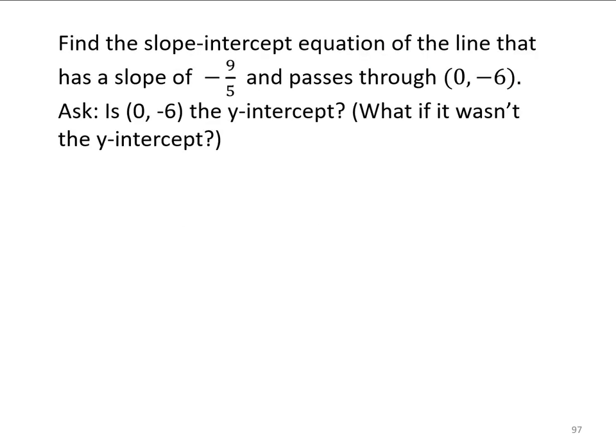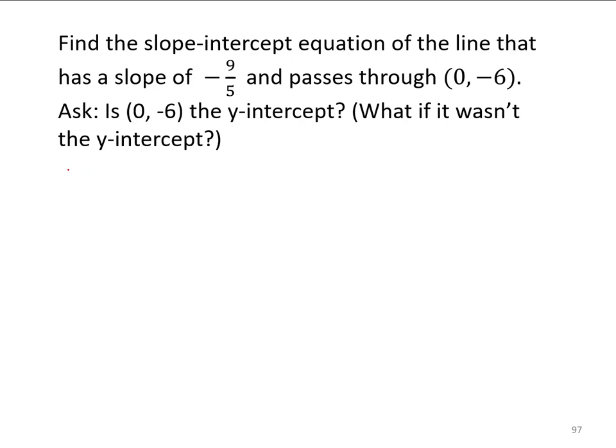The final question we have for this particular section is find the slope-intercept equation of the line that has a slope of -9/5 and passes through the point 0, -6. Now, a question we want to ask ourselves is, is 0, -6 the y-intercept? The answer to that question is yes. Okay. That is the y-intercept.